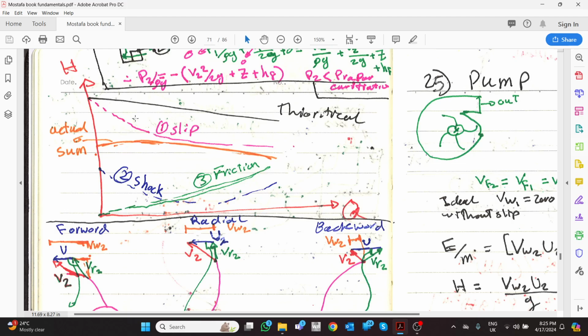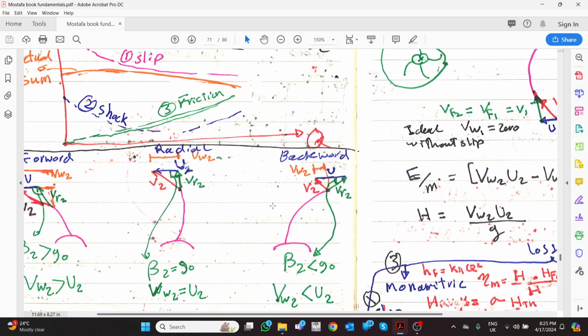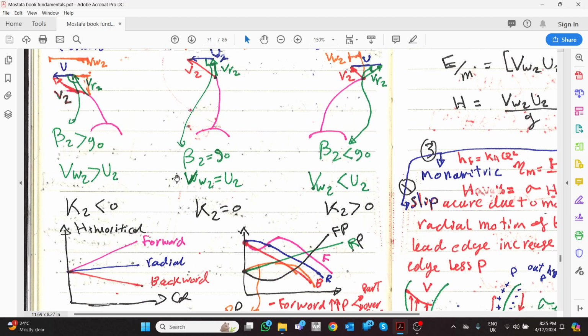If you sum this one, minus this one, minus this one, minus this one, you will get a curve like this, which is normally the curve of a pump. This is just how it starts. Okay, now let's discuss one point.